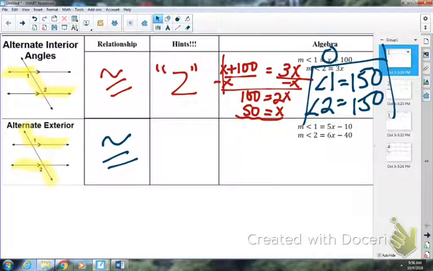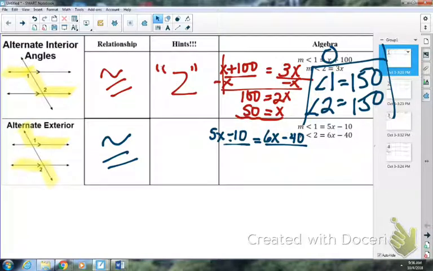So again, if they are congruent, when it comes to the algebra portion, we're going to set them equal to each other. Congruent means they're equal. They're the same. Okay, so one angle is 5x minus 10. So we're going to set 5x minus 10 equal to the other angle, which is 6x minus 40. If they're equal to each other, we set each angle equal to the other one.